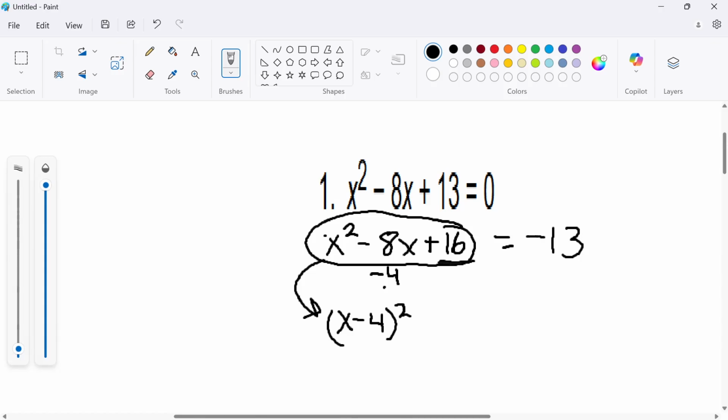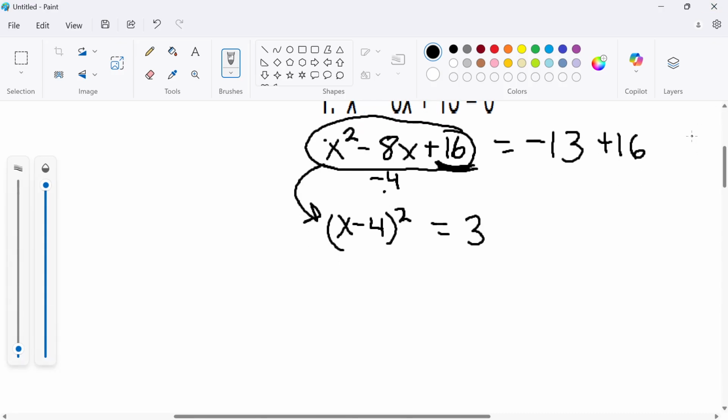Now, this 16 wasn't here, I added it. If I add it to one side of the equation, I have to add it to the other side to keep it balanced. Negative 13 plus 16 is 3. So now I take the square root of both sides. x minus 4 equals plus or minus the square root of 3.